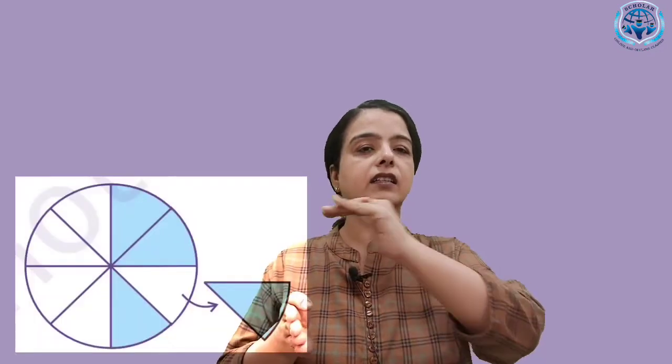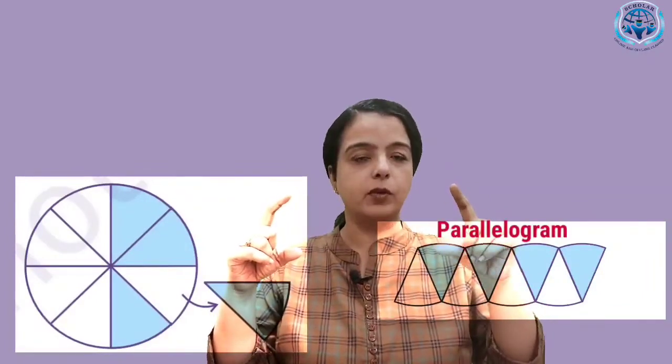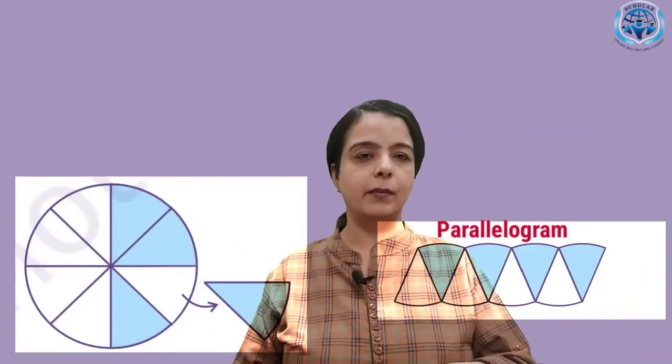Draw a circle on a paper. Divide this circle into 8 parts. Cut along the edges. Arrange these edges in this form and you will get roughly a parallelogram. Not exactly, because the edges are not straight.